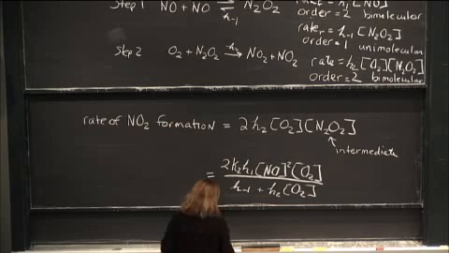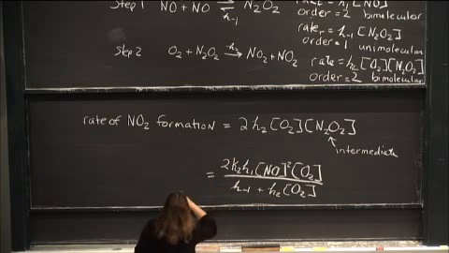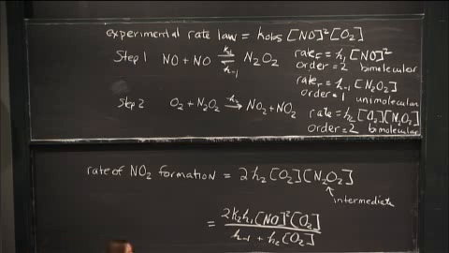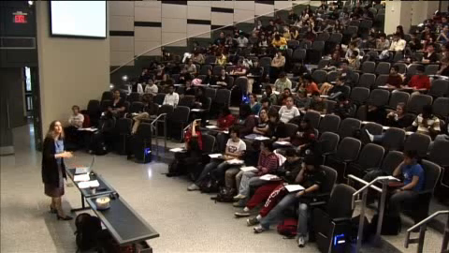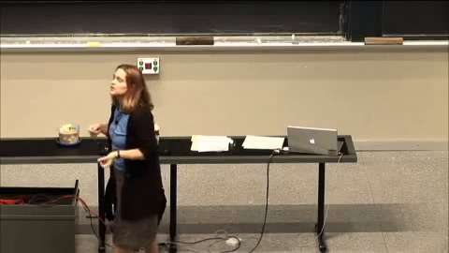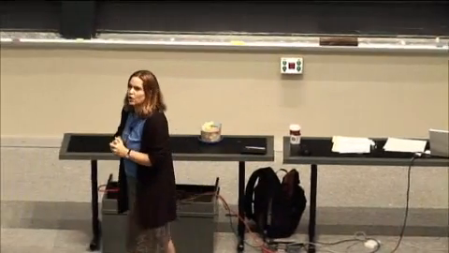And so if we want to do this, we can try assuming that the first step is fast and the second step is slow. So let's talk about this slow step and what happens if you have a slow step. I'm going to introduce this term, rate determining step. The slowest step in an elementary reaction is going to determine the overall rate, if it's slow compared to the other steps. The overall rate can't be any faster than that slow step, and that slow step is going to govern how fast the overall reaction is.